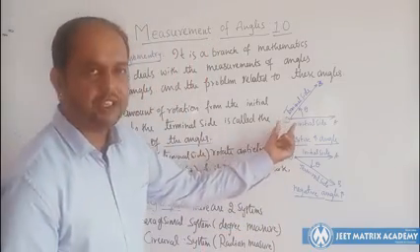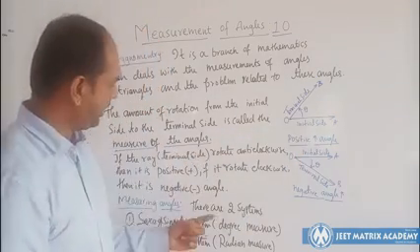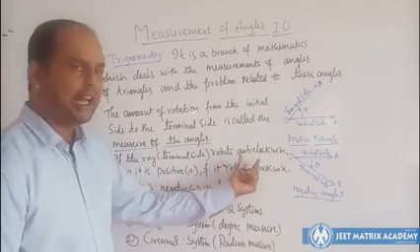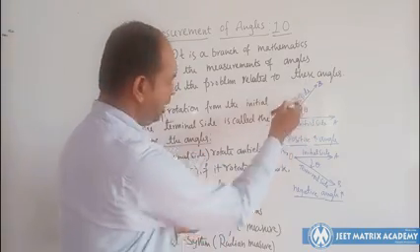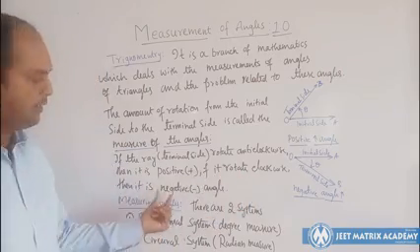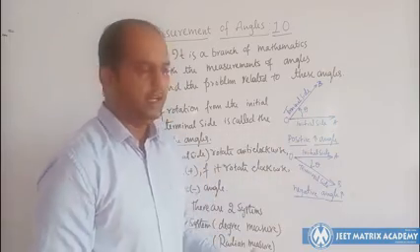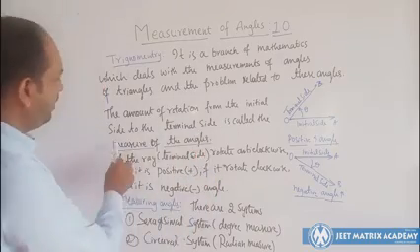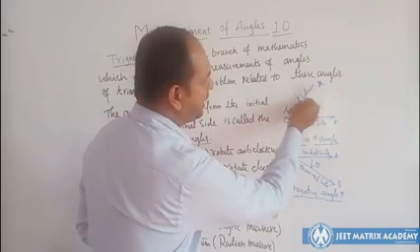In the first figure you can see I am rotating the ray OA in the anti-clockwise direction. In the measurement of angles, if the ray rotates anti-clockwise, it will give a positive value. Similarly, if it rotates in the clockwise direction, it will give a negative value, as we can see in the first figure as well as the second figure. The amount of rotation is from the initial side to the terminal side.